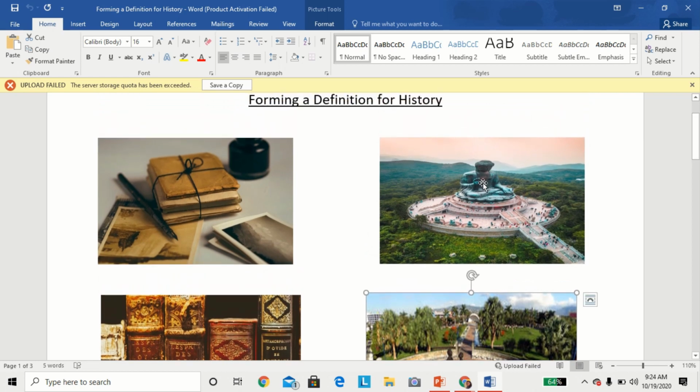By looking at these sources, we can safely say that historians conduct research. They record information, they interpret information, and therefore we can safely say that history is the past recorded and interpreted experiences of man.